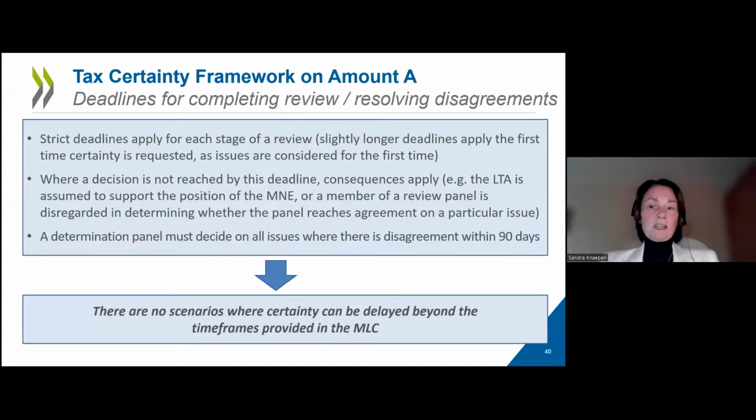Now, with that, I'll hand it over to Sriram to talk to you about the certainty for issues related to Amount A.